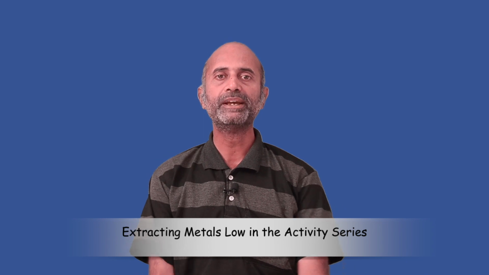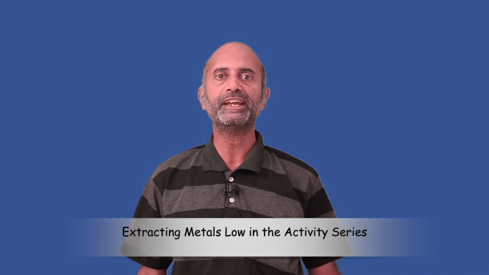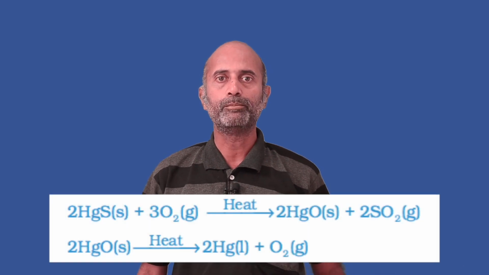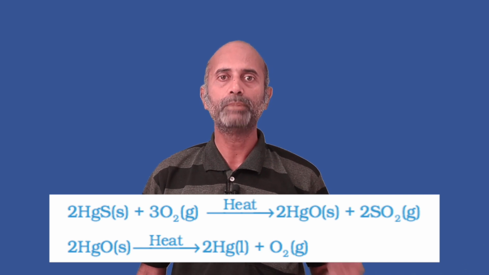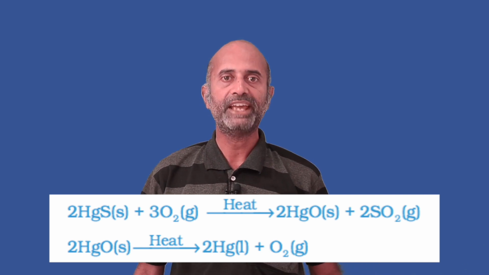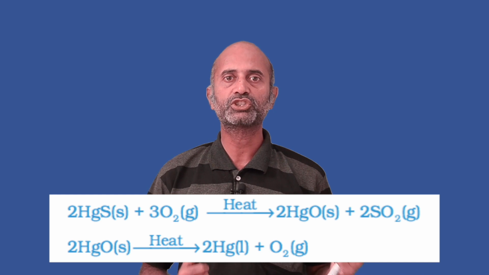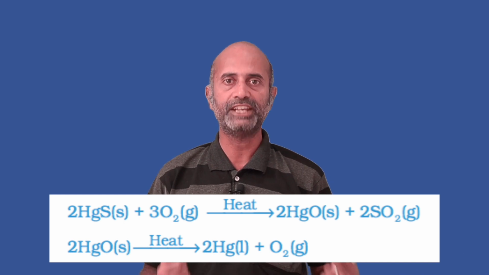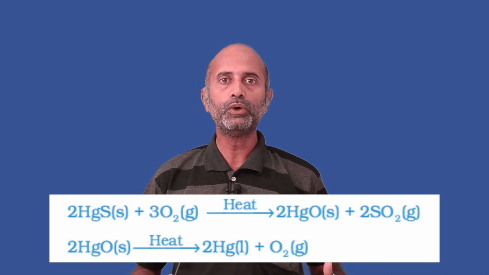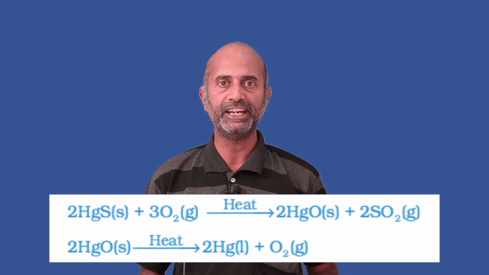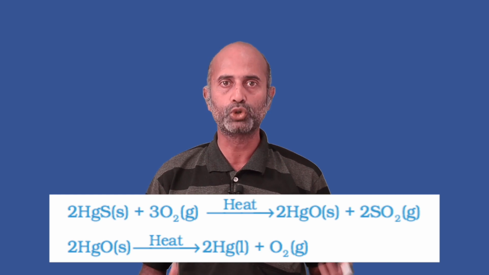Now we'll discuss this topic, extracting metals low in the activity series. Usually the oxides of these metals can be reduced to their corresponding metals by heating. For example, cinnabar, which is HgS, is an ore of mercury, Hg. So we have 2HgS plus 3O2 upon heating gives 2HgO plus 2SO2. Further, 2HgO upon heating gives 2Hg plus O2.